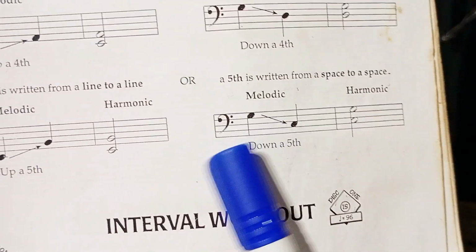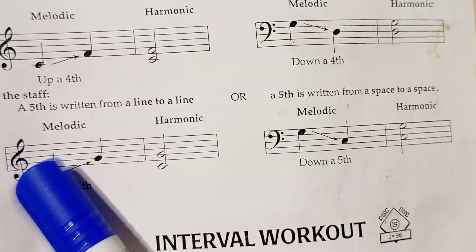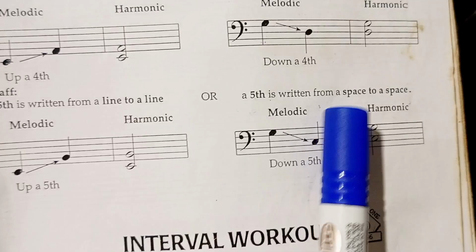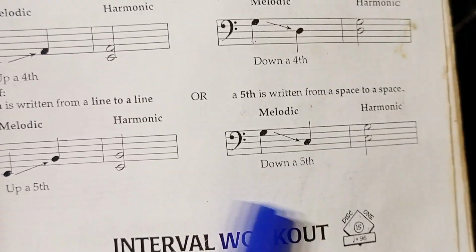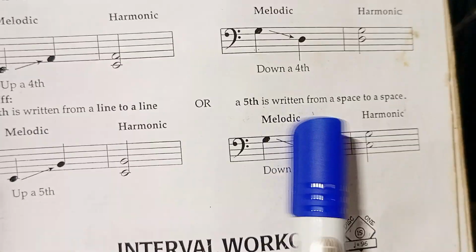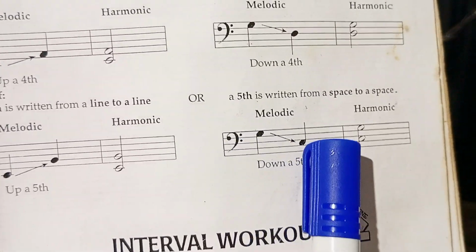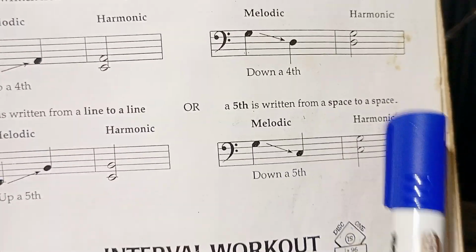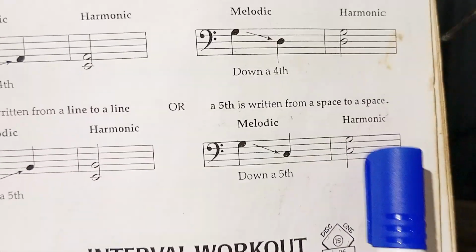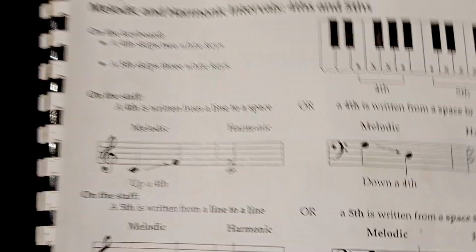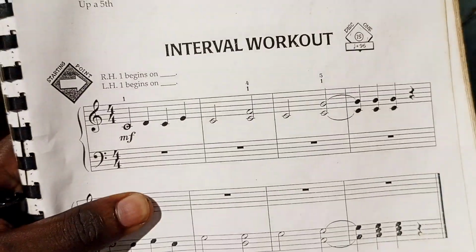Then this is when we are dealing with them on the lines. Now when we are dealing with them on the space, a fifth is written from a space to a space also. So when you're dealing with melodic, G to C will be like this. You play the G note, then you play the C note. Then harmonic will be like this. You play C and G together at the same time. That is our interval. So that is it about the intervals.